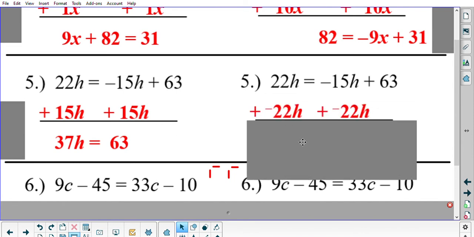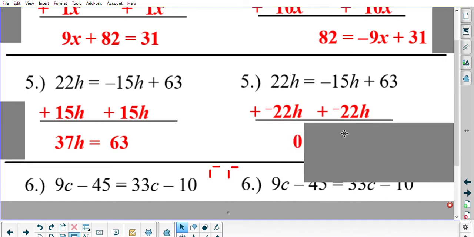You could have done it the other way. You could have added by negative 22h. That would give you 0h, which is just 0. You can't make the 0 disappear if it's the only thing that you end up having on a side of an equal sign. So do not make that become just a blank space. That's totally wrong. You need to have something on the left and right hand side of the equation. So if you did it this way, you have to keep the 0 on the left. You cannot make it disappear. So fix that if you made a mistake.